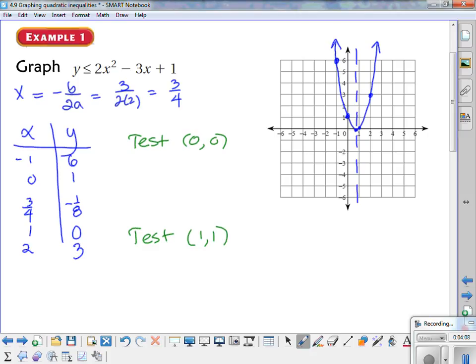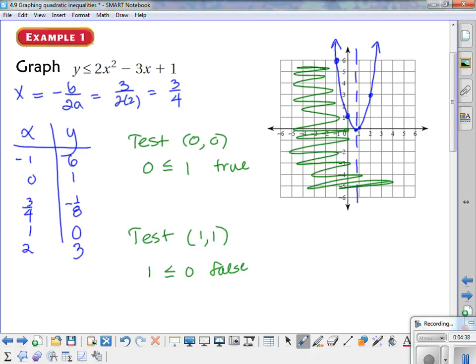Okay, so if I plug in a 0 for y and a 0 for x, I get 0 is less than or equal to 0 plus 0 plus 1, so 1. Is that true? Yeah, that one's true. But I want to be sure, so I'm going to test the other one also. So 1 is less than or equal to, when we put in 1, we got 0. Is 1 less than or equal to 0? No, that's false. So the 0, 0 is on the outside or under the parabola, so I would shade underneath the parabola.